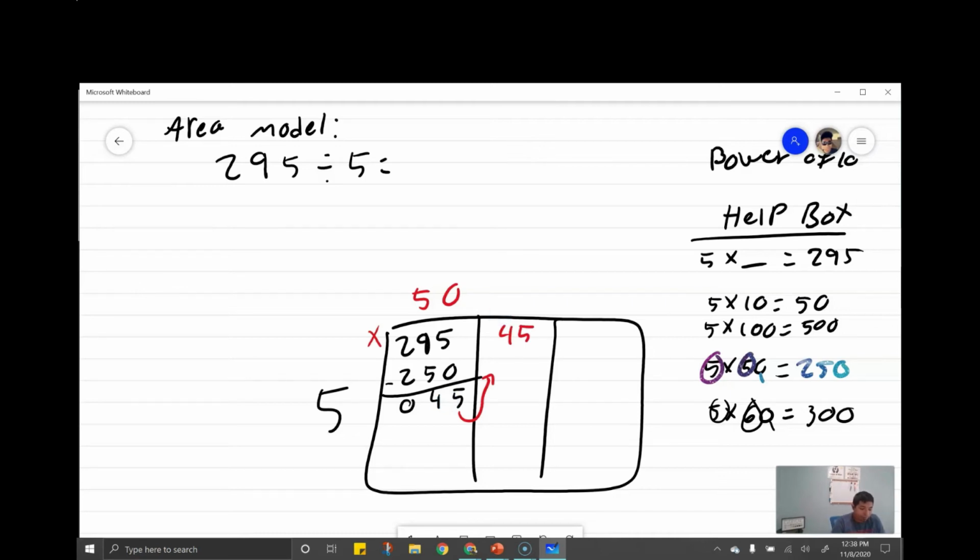And so 5 times what equals 45? Well, I know 5 times 10 is 50, so that means 5 times 9 equals 45, which is true. So I'm going to put my 9 up here, and now I just multiply. 5 times 9 is what? Good, 45. 45 minus 45 is what? 0, good. So guess what? All I need to do is add these two together, and my answer is 59.